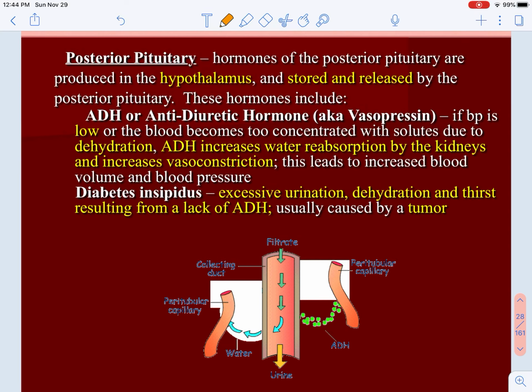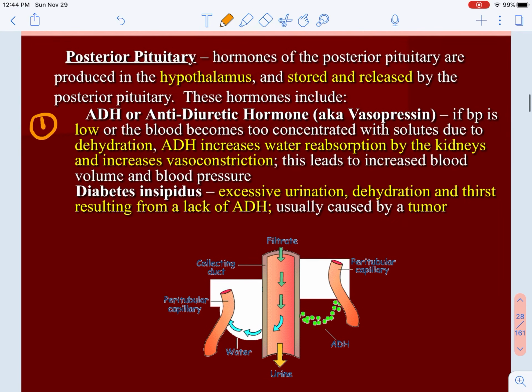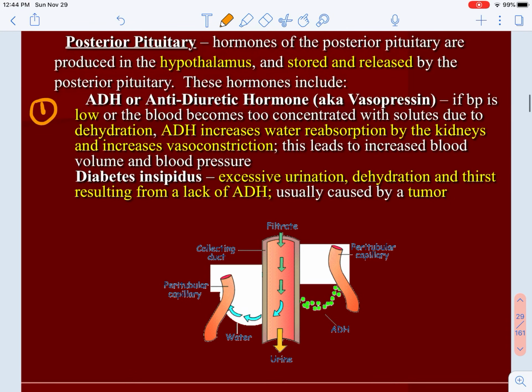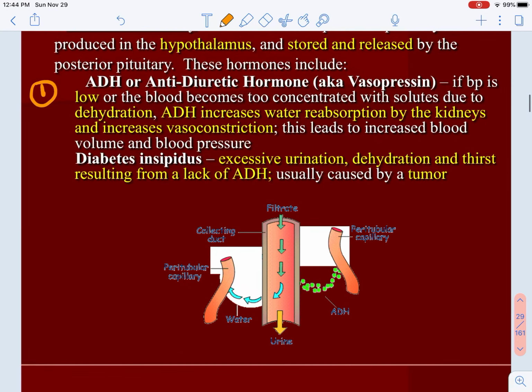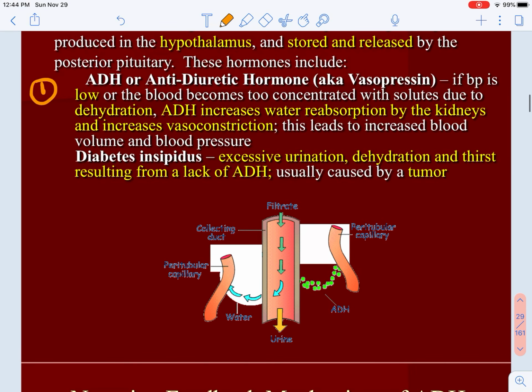The first one we'll talk about is ADH, and this is a review hormone from Biology 20, because we did discuss how it is released in response to dehydration, as well as low blood pressure. So when you have less water, your blood pressure is down, blood volume is down, so it will be the stimulus for ADH release. And what will happen there is that the kidney tubules will be stimulated to reabsorb more water and keep it in the blood.